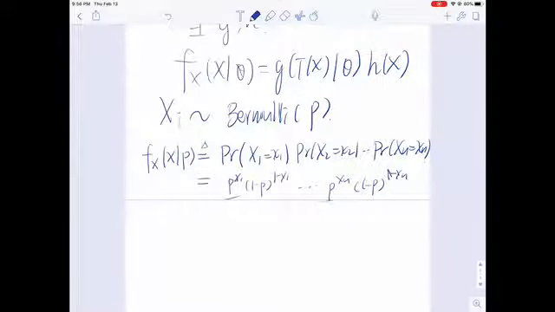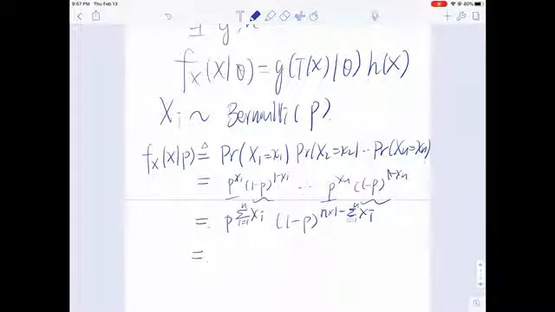Now, we can combine the p terms, which is the same as p to the power of the sum of xi, and let's combine the 1 minus p terms. In total, there are n 1 minus p terms. That's why we're going to have n minus the sum of xi. And we know that the T(x) we're interested in is the sum of xi. So we can substitute the sum of xi by T(x).